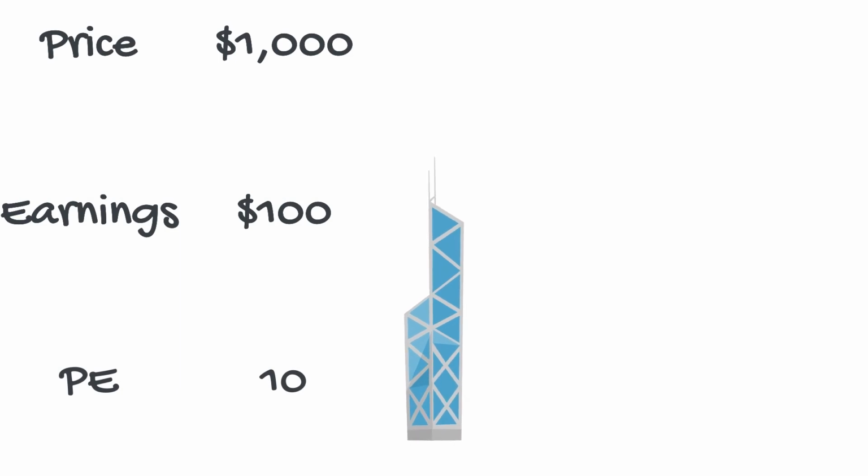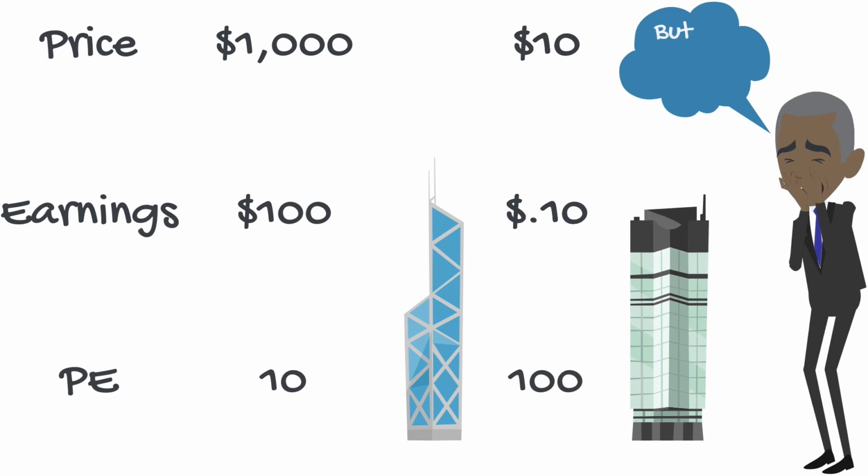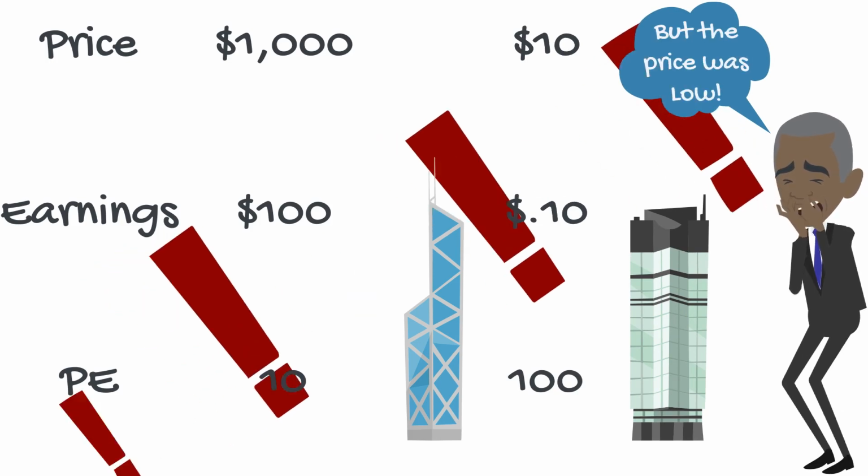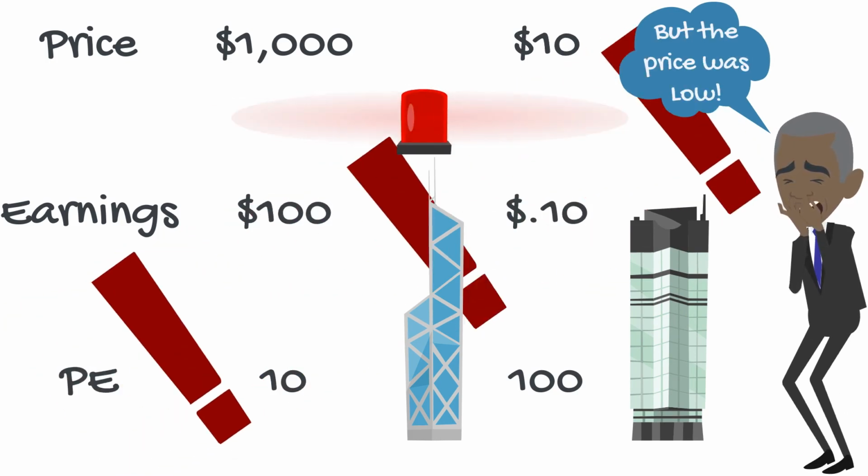A company's shares could be selling for $1,000 on the market. At the same time, a company could be worth $10 a share on the public markets. But if it's only earning 10 cents a share, that's a PE ratio of 100. In other words, that would be a very expensive stock.